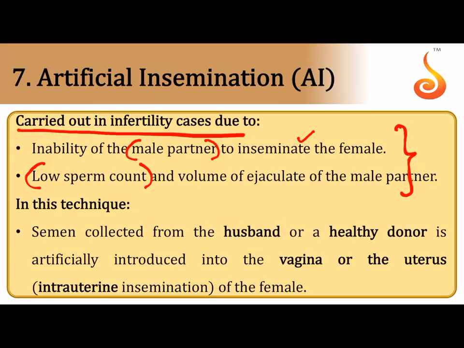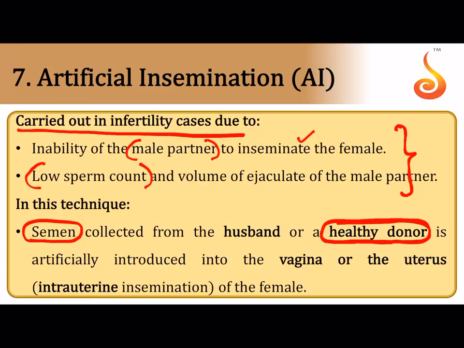Either the male is incapable of depositing the semen inside the female reproductive tract, or he is depositing the semen but the semen has low sperm count, oligospermia. In this technique, the semen is collected from the husband or from a healthy donor. In case the husband is infertile and his sperm are incapable of fertilization, then the couple may also opt for a donor sperm, the donor semen from a sperm bank.